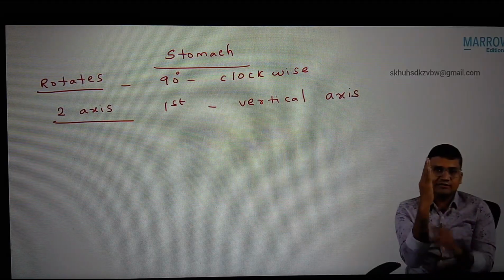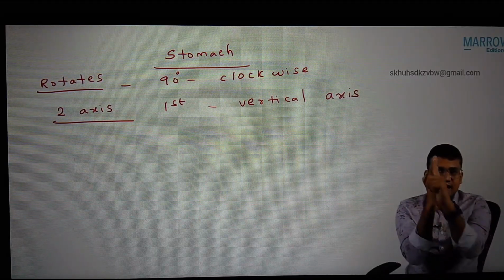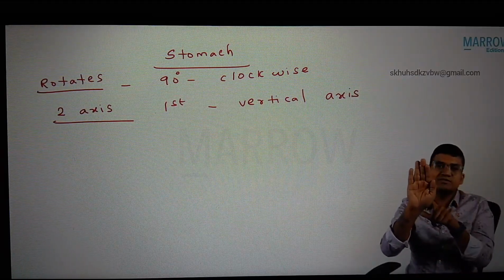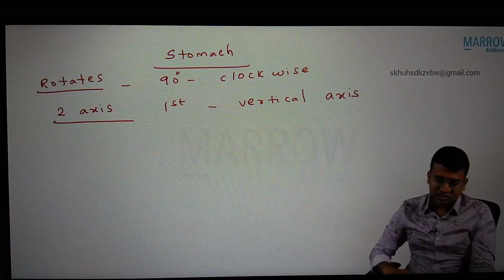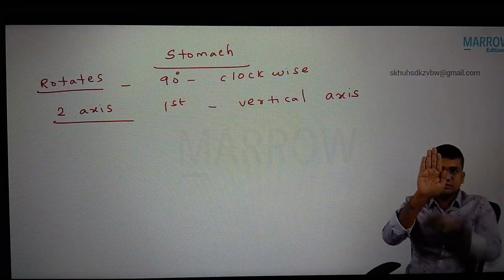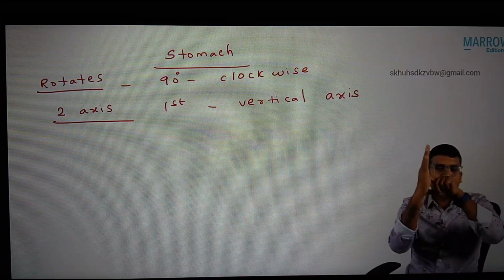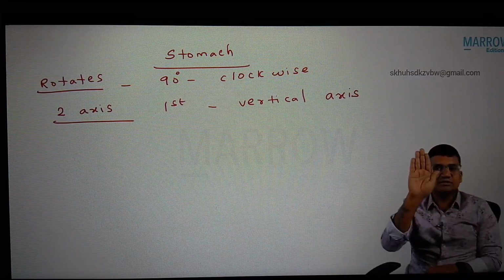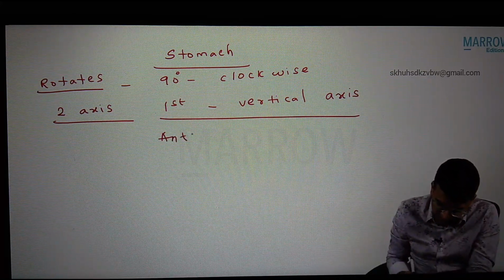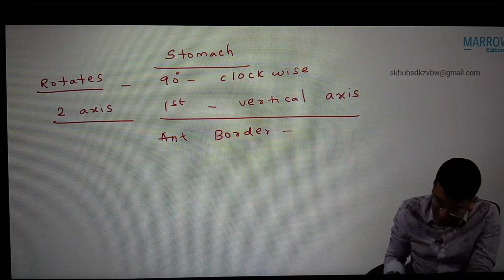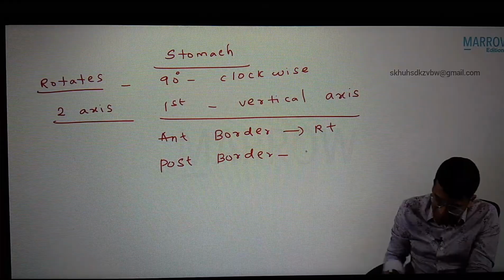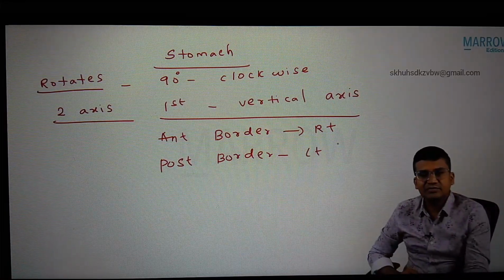Now because of that rotation in the vertical axis, the anterior border becomes right border, and the posterior border becomes left border. After the rotation, the anterior border becomes the right border, and the posterior border becomes left border. Is that clear?